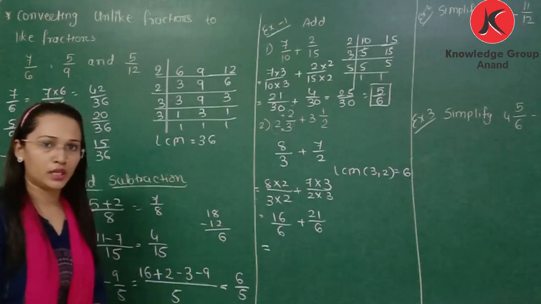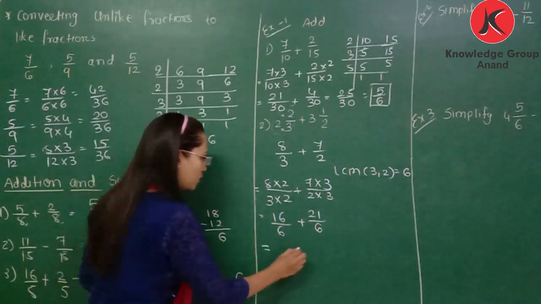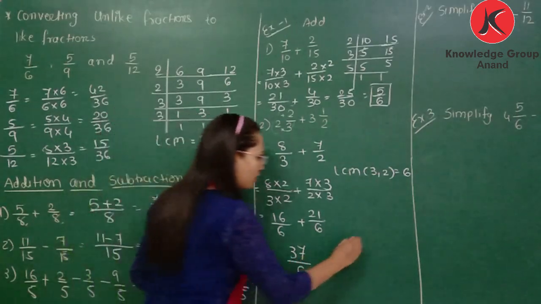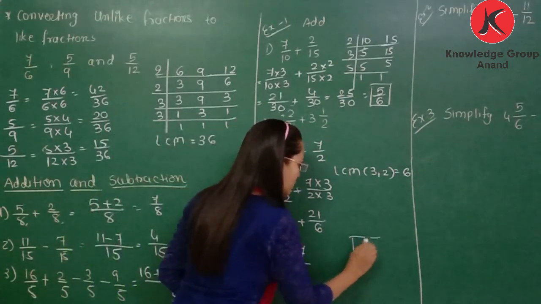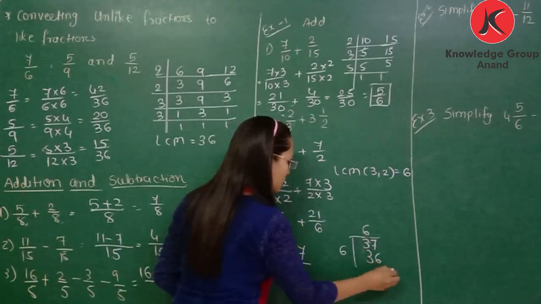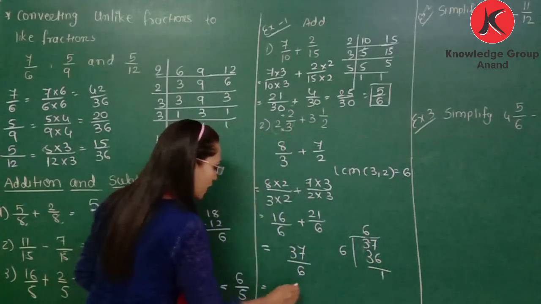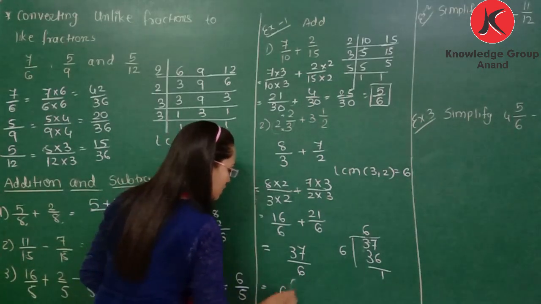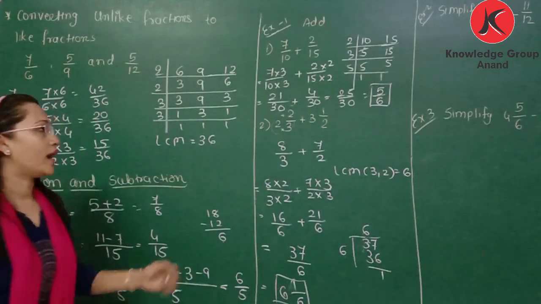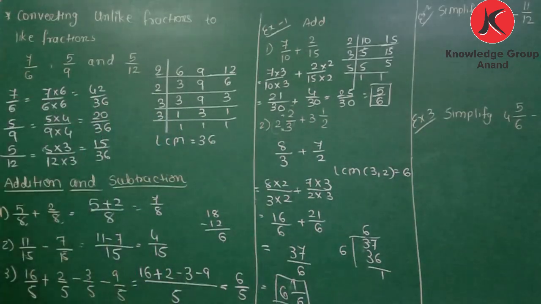Now again the denominator is the same, so we will add the numerators. So it is 37 by 6. Now convert this into a mixed fraction. So 37 divided by 6, 6 6s are 36, remainder is 1. So 6 1 by 6 will be your answer. Okay, this way you can add fractions.